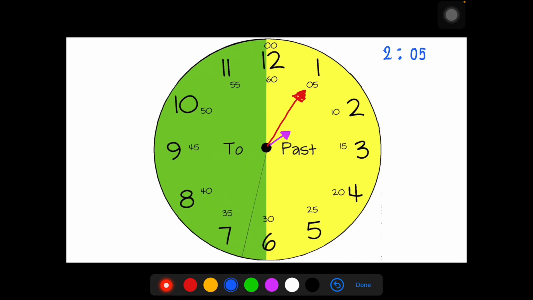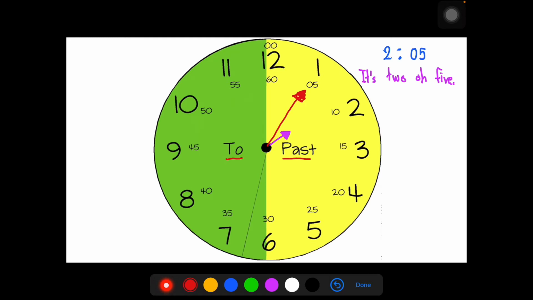And now we are going to look at how to read this time in another way. Normally we can just read it as easy as it's 2:05. Easy, right? So as this one, you can see the words past and to.